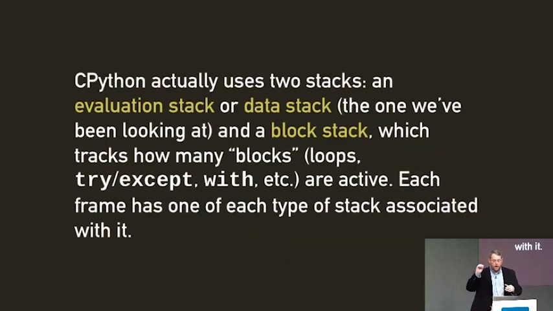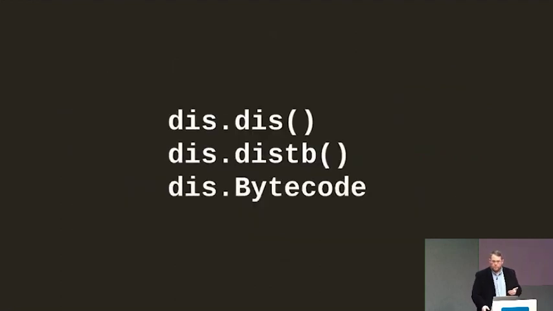And each frame on our call stack has one of each type of these stacks associated with it, one evaluation stack local to it, and one block stack local to it. Now, if you want to play around with this, you can dive into the dis module. There's this dis.dis function, which does the disassembly, nice, human-readable, really handy. If you want to, you can pass it a file object or a file-like object. It will write out the disassembled bytecode to that object for you.